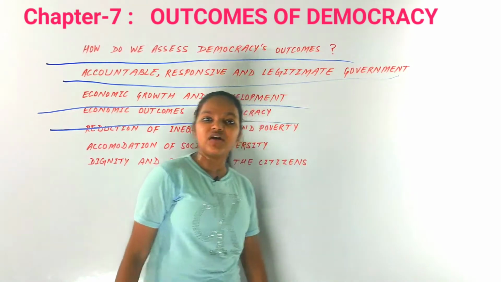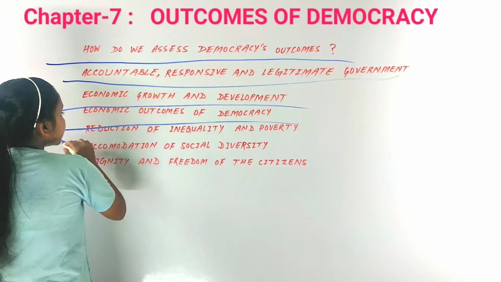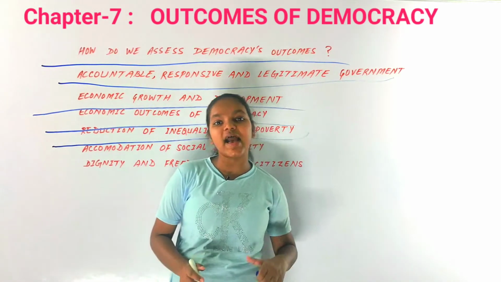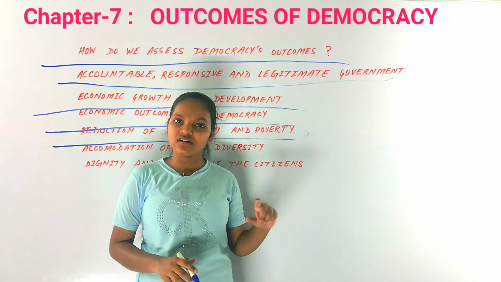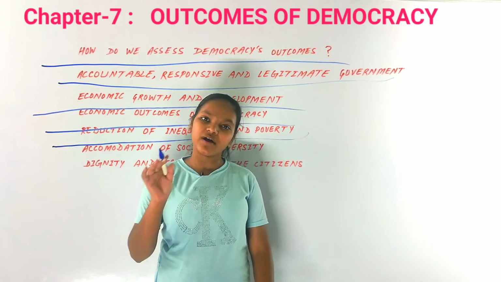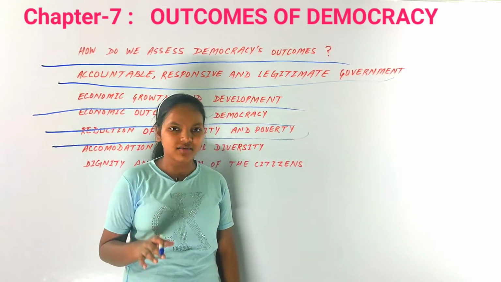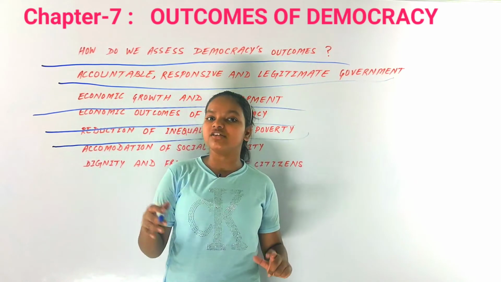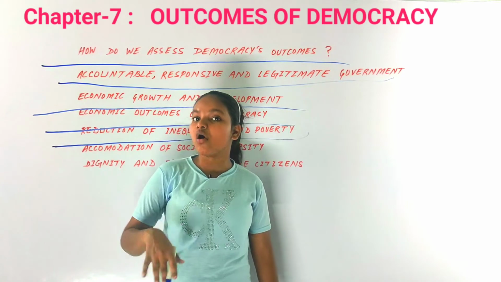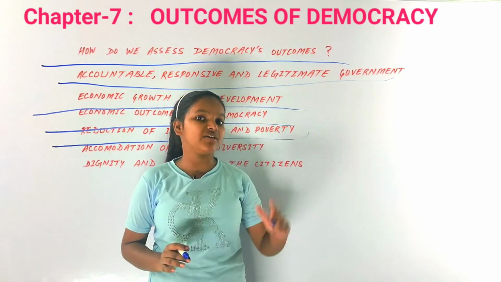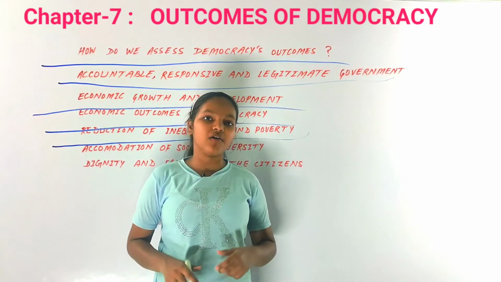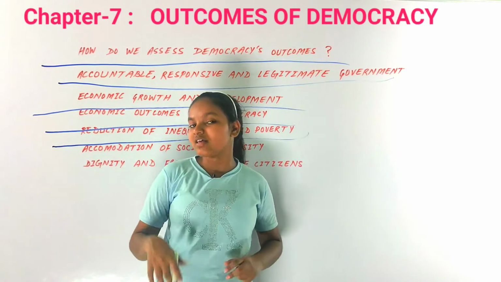Now the next topic that we have here is reduction of inequality and poverty. As we have just seen, there is a lot of poverty and an unequal distribution of wealth among the citizens of a democracy. Now we can't expect the democratic form of government to do all the economic development, but we can expect the reduction of economic disparities, all the poverty disparities among the people.